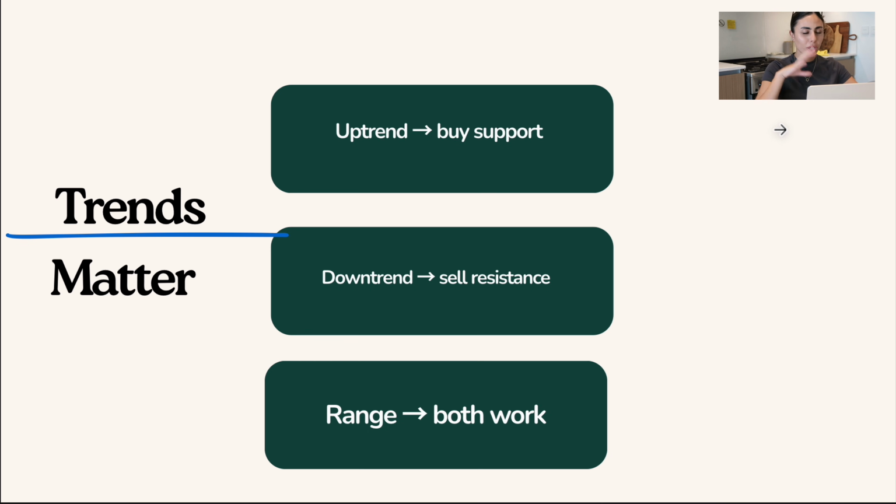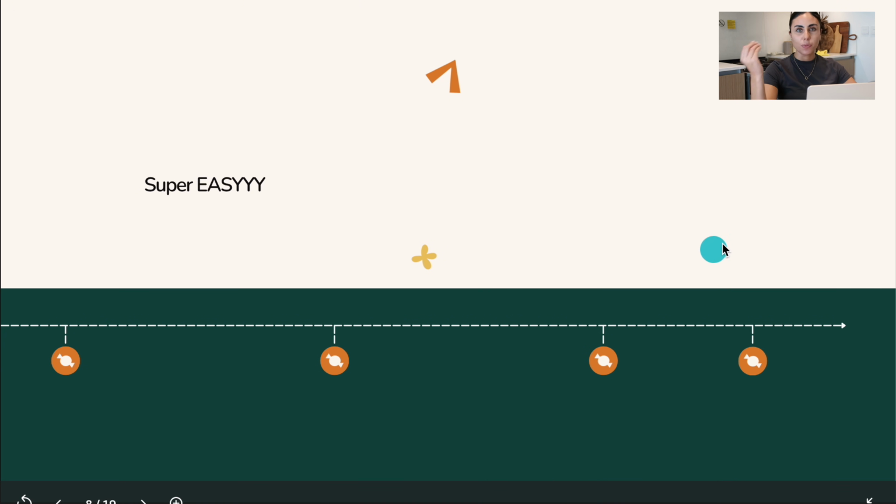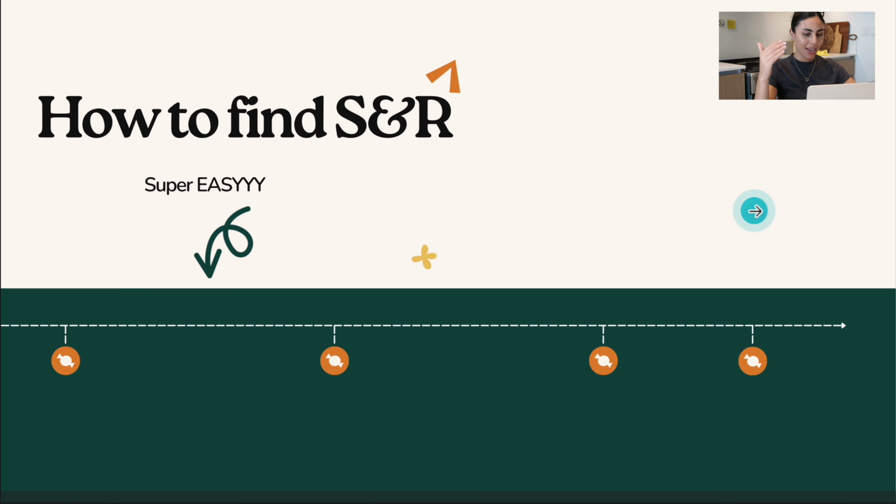I'm not going to get into detail with this, as I'm probably going to do a separate video on market structure. How to actually find support and resistance. Okay, we're going to get into the interesting part. Number 1, you need to identify the trend. Like we mentioned earlier, there are 3 types of market structure: uptrend, downtrend, and range.